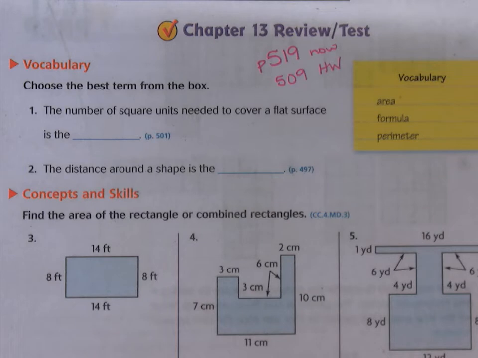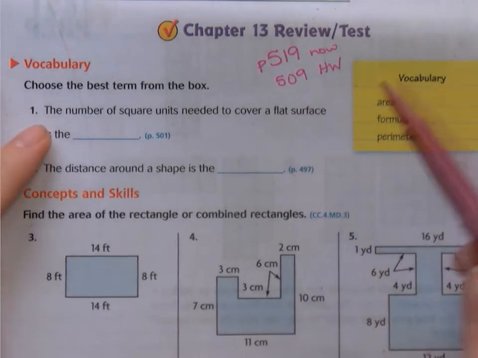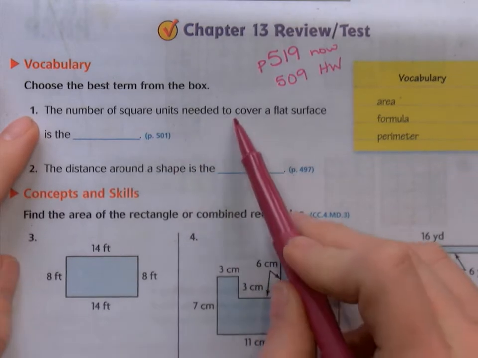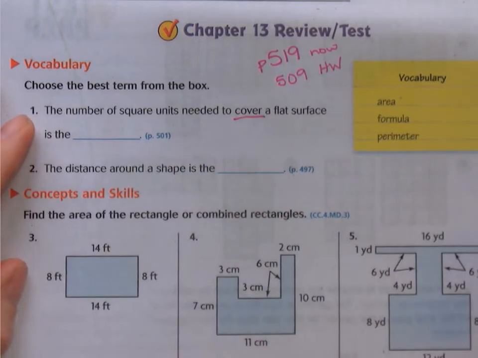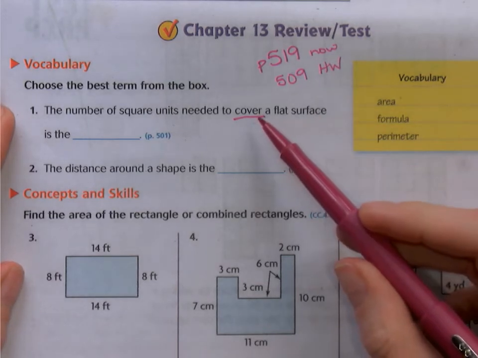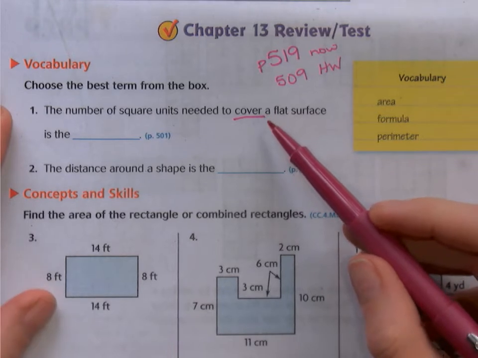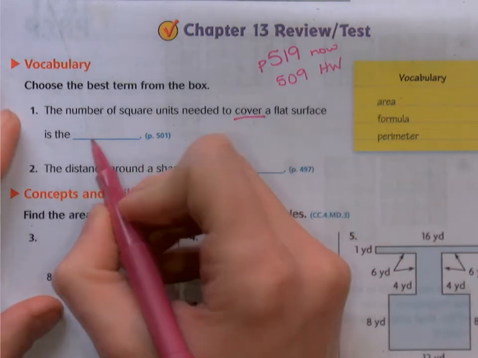Okay, so the Chapter 13 review test. Let's take a look, and you can just do this right with me. Write down the list. We're just going to do it together. The number of square units needed to cover a flat surface is the, it's a clue word, cover. Think like wallpaper or painting or laying down floor or grass in a yard. That is the area.